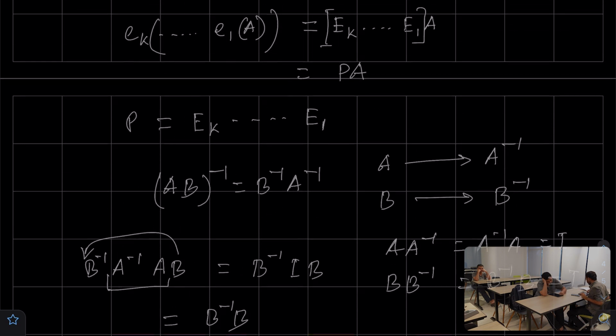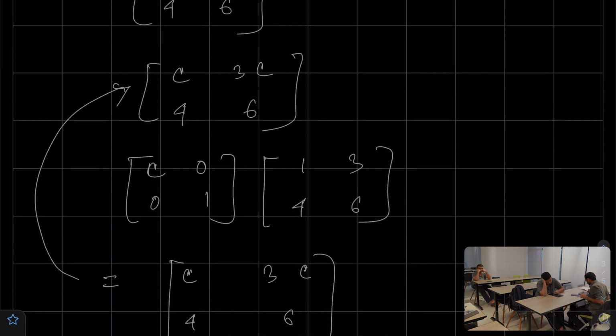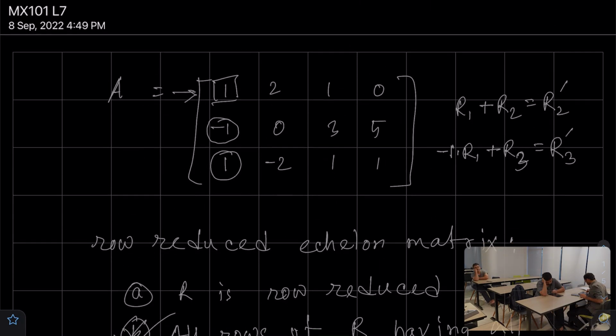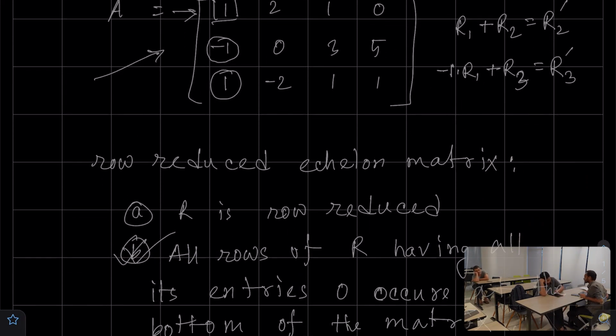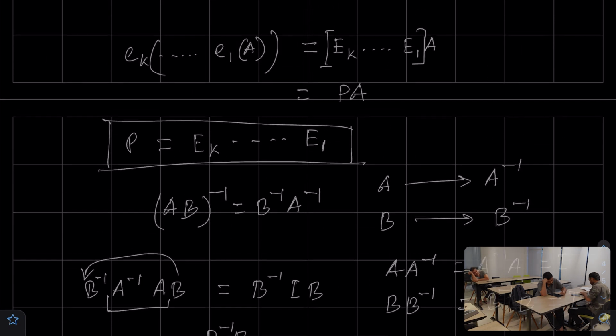That means this matrix P, the product of all these invertible elementary matrices, is also an invertible matrix. And since we can construct the row reduced echelon matrix from this matrix A by performing a finite sequence of ERO on A, what you can show is by using this analogy I just gave you.